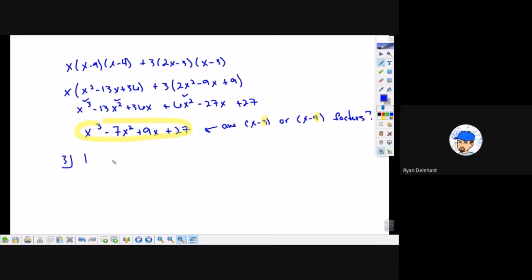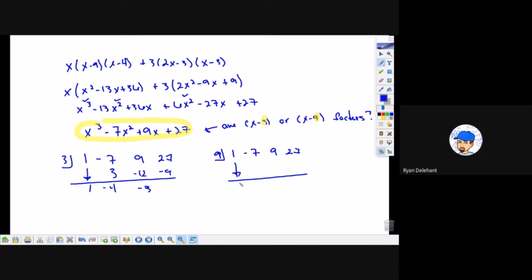So the coefficients are 1, -7, 9, and 27, and we'll see if this comes out. That's 1, that's 3, -4, -12, -3. That doesn't work, right? So that's not a factor. Then we can check 9 to see if it's a factor. One, 9, 2, 18, 27. That's not going to work, right? Because this is going to be big.